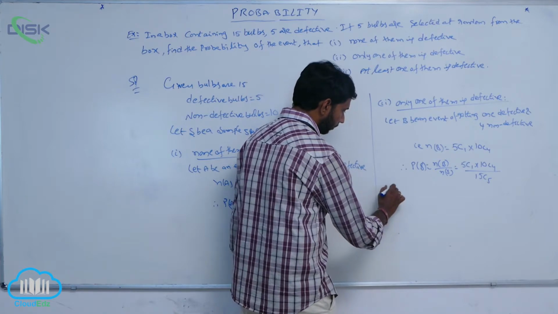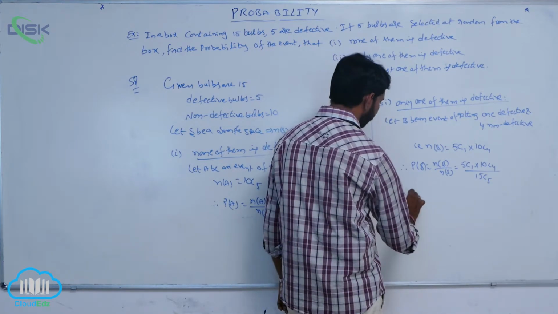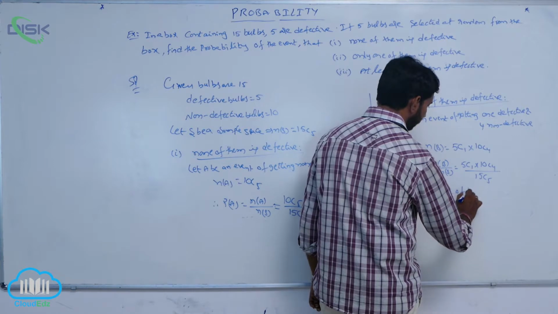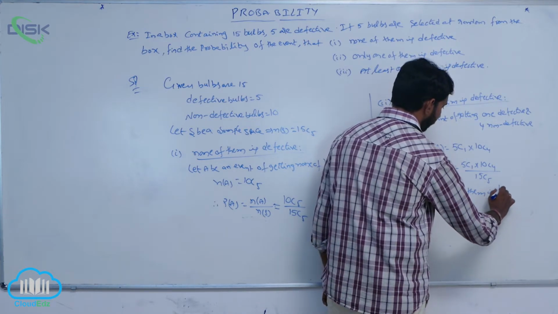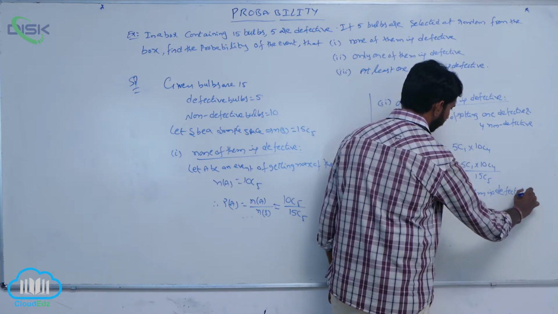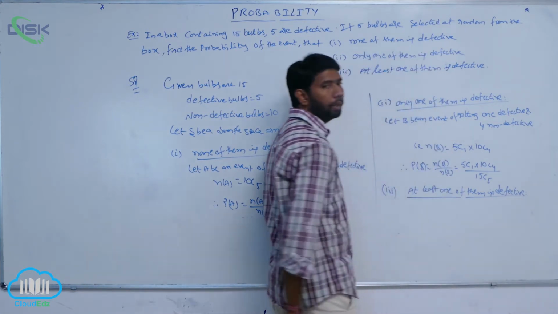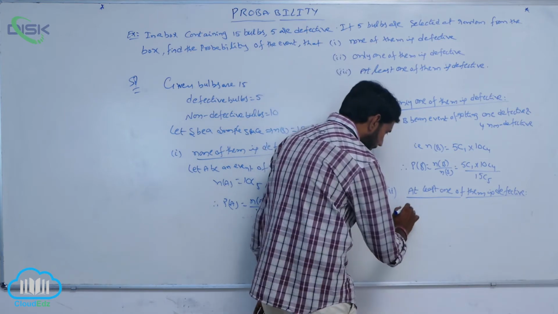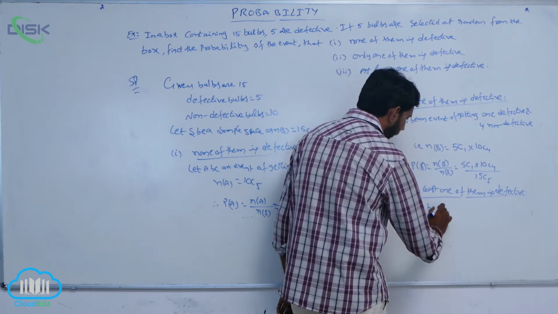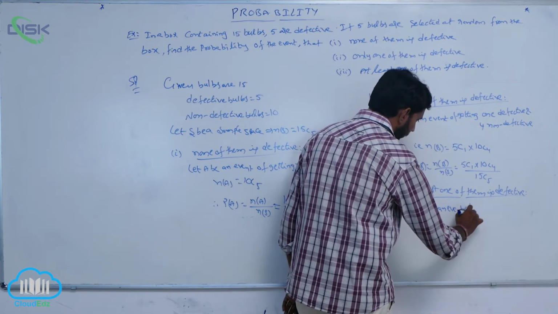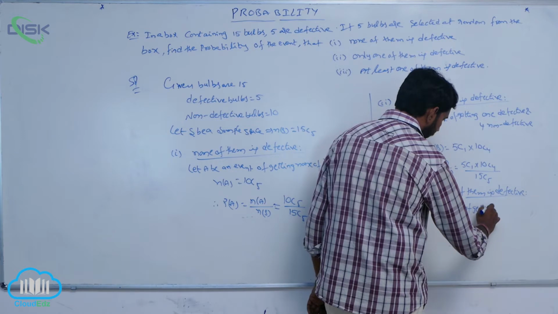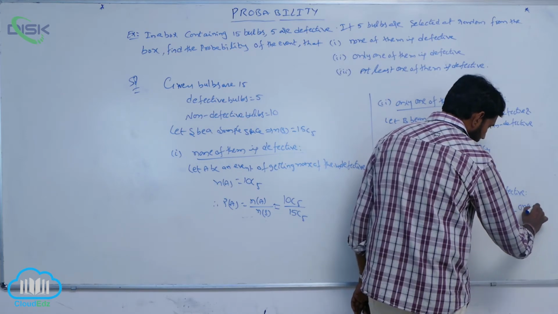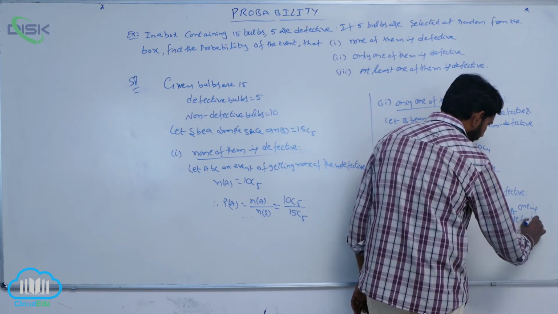And the third bit is at least one of them is defective. At least one of them is defective means total probability minus none of them defective. Let C be an event of getting at least one of them defective.